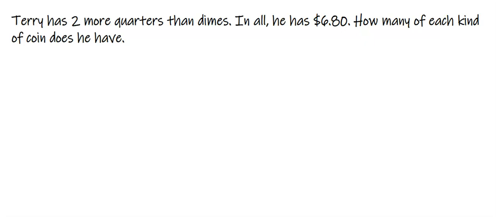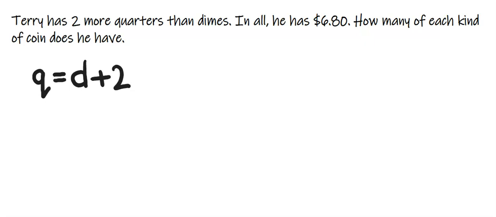Okay, in this problem, we're being told that there are 2 more quarters than dimes, meaning that there are more quarters than dimes. And to be exact, there are 2 more quarters than dimes. So our first equation will be Q for quarters is equal to D, which is for the dimes, plus 2. The quarters is equal to the dimes plus 2.